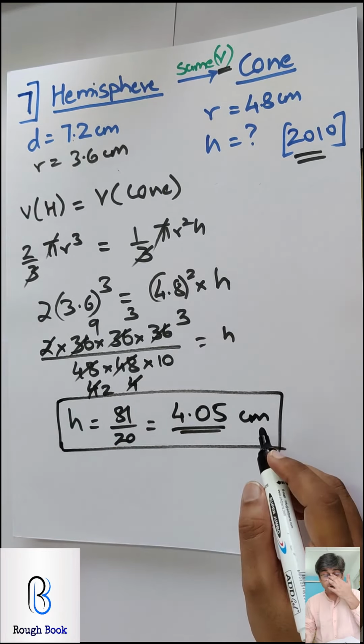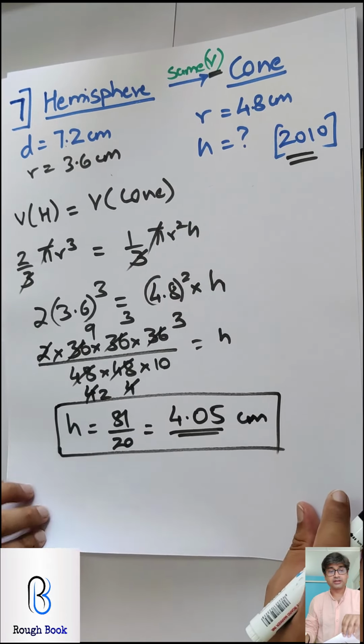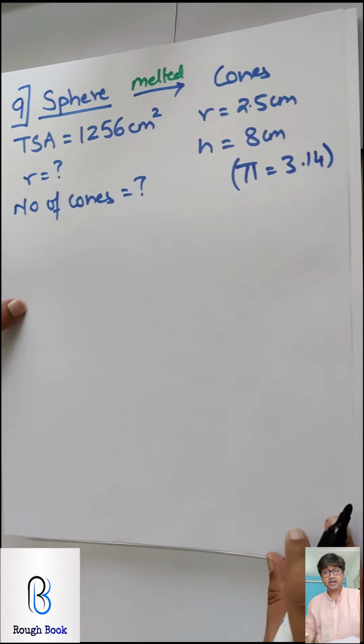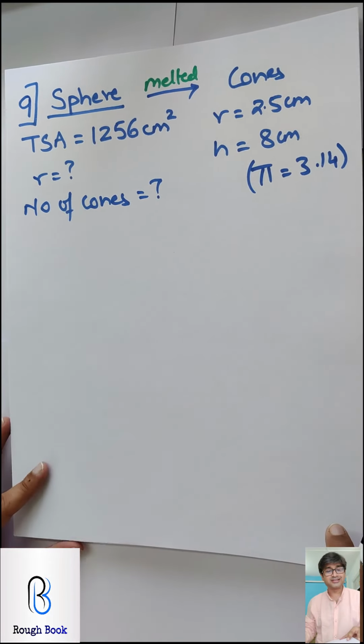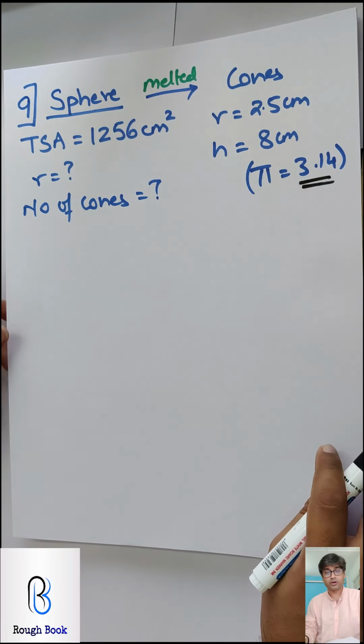Did you calculate on your own? Yes, give me a high five. Good job. Let's go with the next one. Sum number 9. Can you do this one on your own? That's simple. Just find the number of cones and take pi. Don't forget the pi is 3.14.